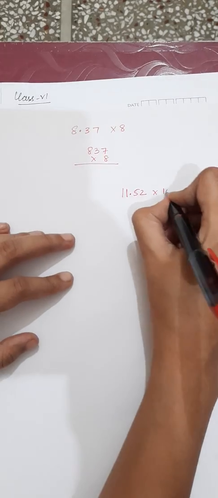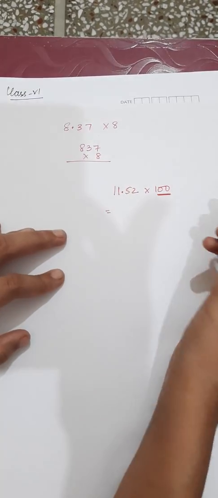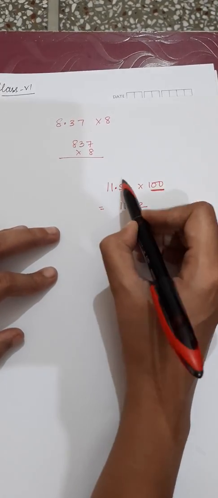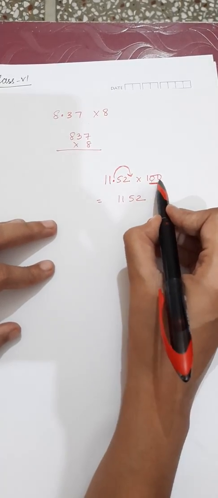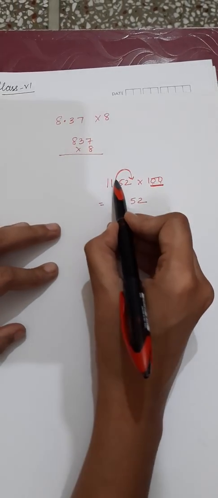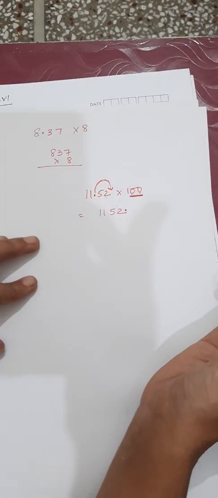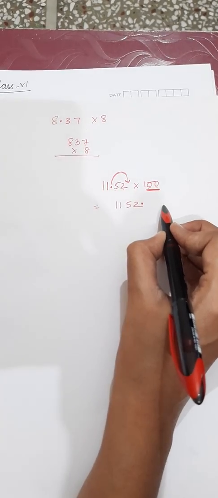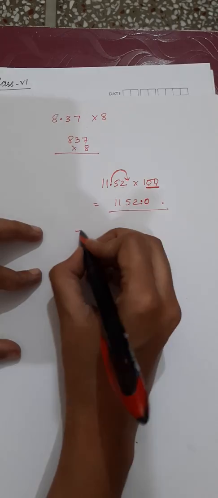If it would have been 11.52 multiplied by 100, you can see that there are 2 zeros, so you write 1152 as it is, and this decimal is going to move 2 digits forward because here 2 zeros are there. So the decimal moves forward 2 digits, 1, 2, and then here will come the decimal. And if there is no other digit after it, that means here 0 will come.